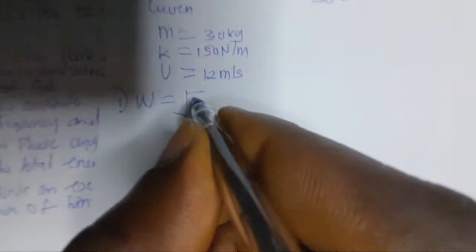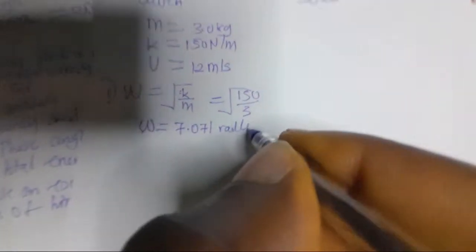Now, what are we asked to find? The first thing we are asked to find is the amplitude. It will take us some processes before we find the amplitude. So we start from the angular frequency, which is given by the root of k over m. If we put in the parameters, we are going to have 150 over 3. At the end of the day, W will be equal to 7.071 radians per second.